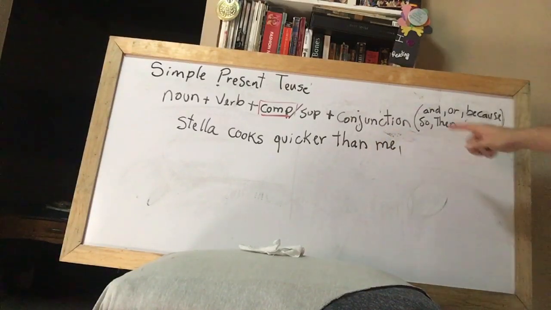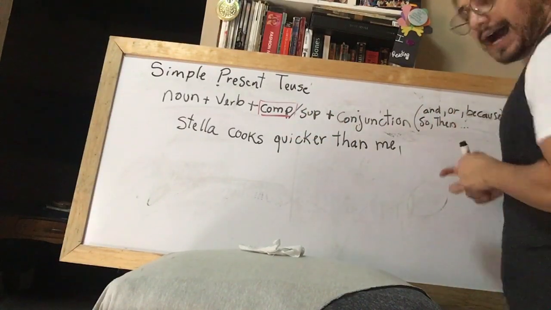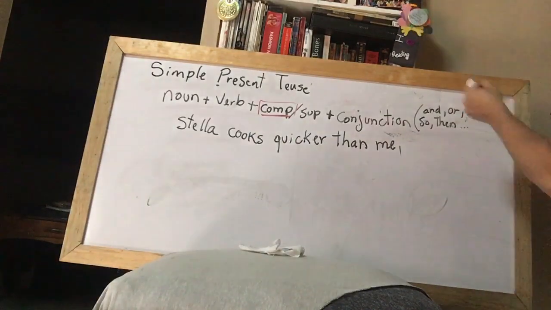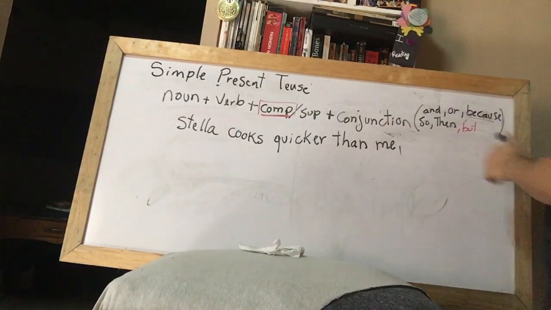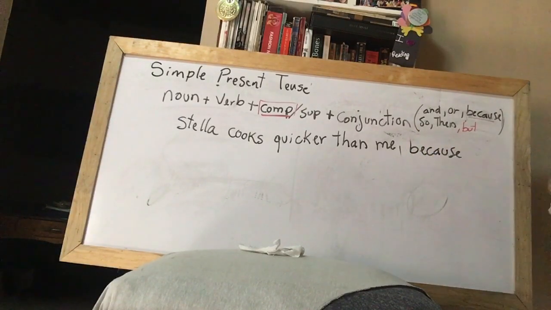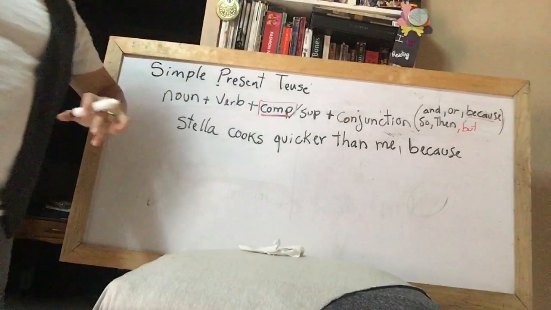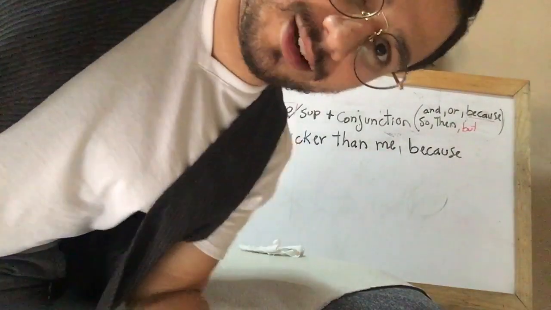And then we are going to add a conjunction so the sentence has a fuller meaning. Quicker than me, and then, this is me. Quicker than me because, we didn't put but. Because why? Maybe she cooks quicker than me because she has more experience. Maybe she cooks quicker than me because she's smarter. Maybe she cooks quicker than me because she likes it. I don't like cooking.